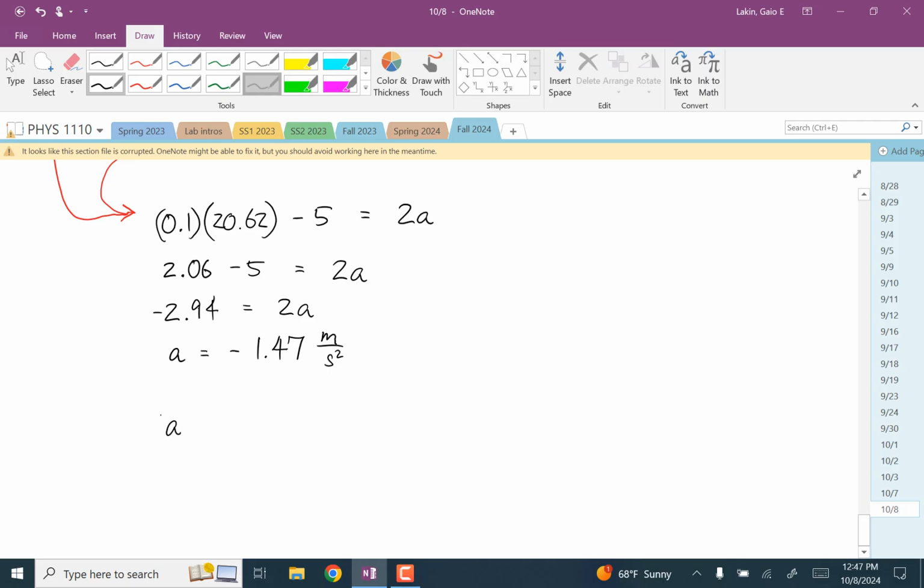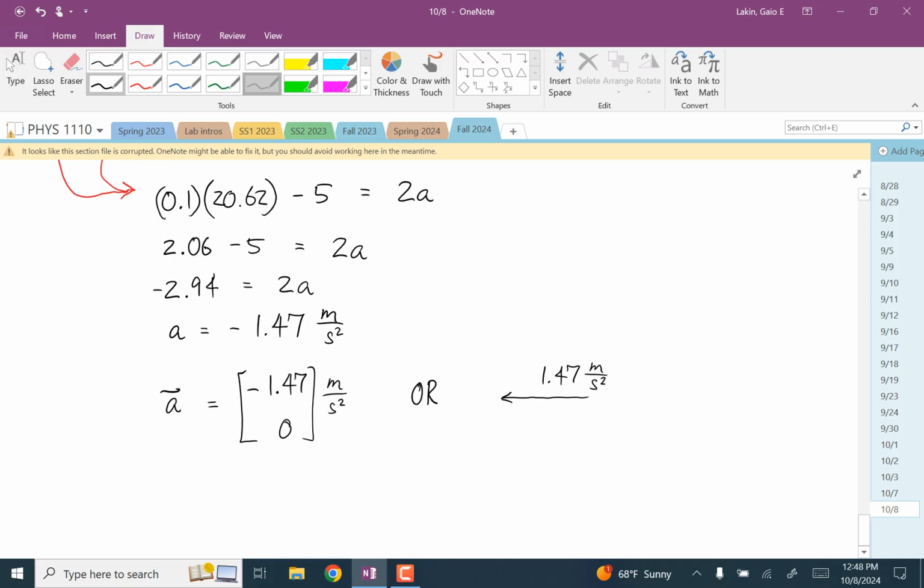So the acceleration vector is negative 1.470 meters per second squared. Or another way to think of that is it has a magnitude of 1.47 in the negative x direction. So it's this way at 1.47 meters per second squared. And so this is for part A.